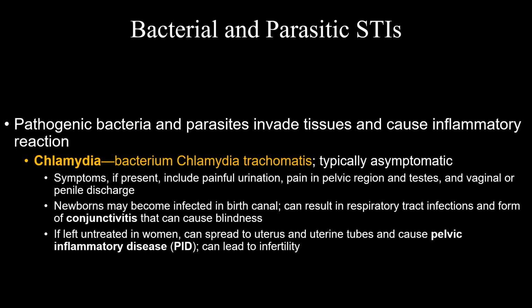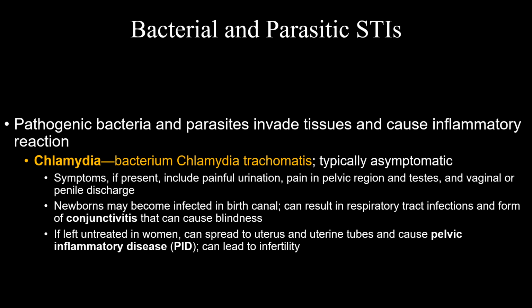Now, the first ones we're going to talk about are caused by disease-causing bacteria and parasites. Both types of pathogens are foreign cells that invade the tissues, creating an inflammatory reaction. The most common bacterial and parasitic STIs are chlamydia, gonorrhea, syphilis, and trichomoniasis. The first one we're going to talk about is chlamydia.